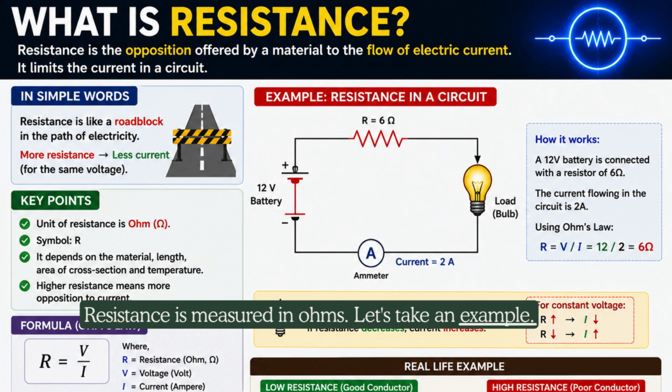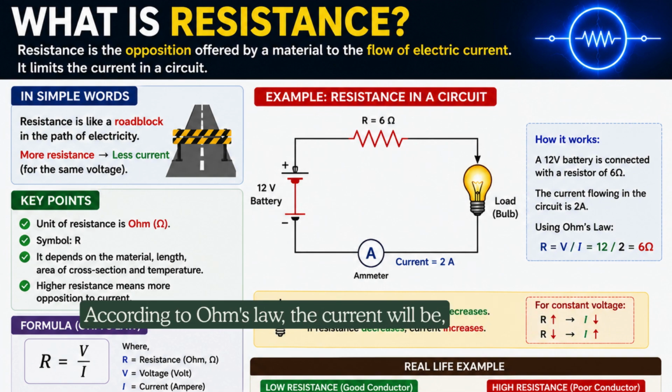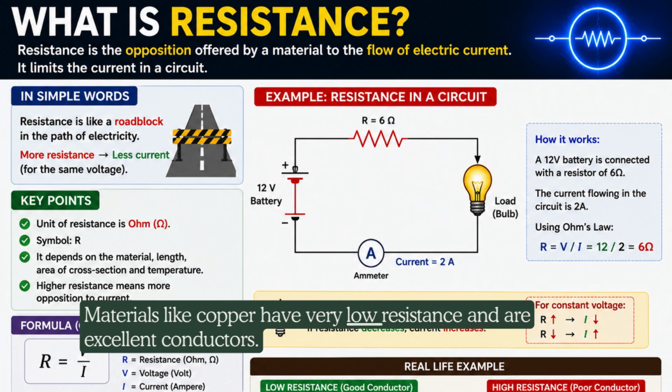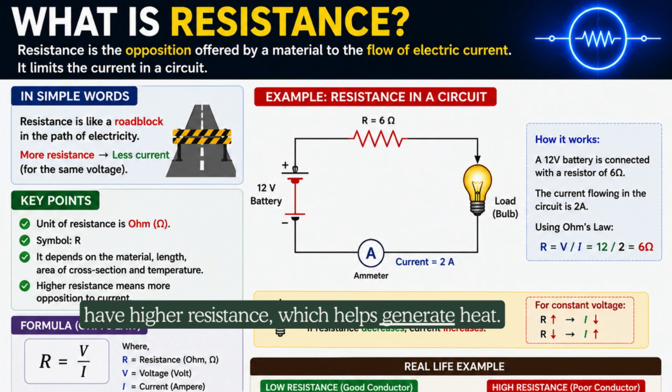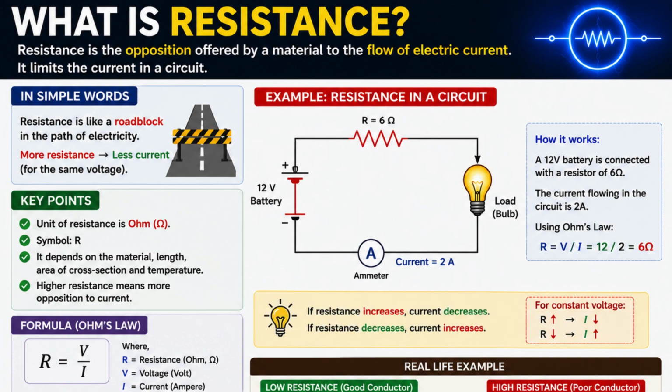Let's take an example. Suppose we connect a 12-volt battery to a 6-ohm resistor. According to Ohm's law, the current will be current equals voltage divided by resistance. That gives us 12 divided by 6, which equals 2 amperes. Materials like copper have very low resistance and are excellent conductors. Heating elements, such as those used in electric irons and heaters, have higher resistance, which helps generate heat. Remember, resistance is the opposition.